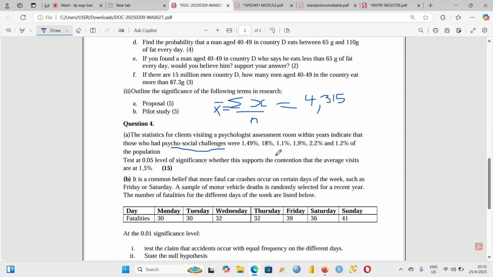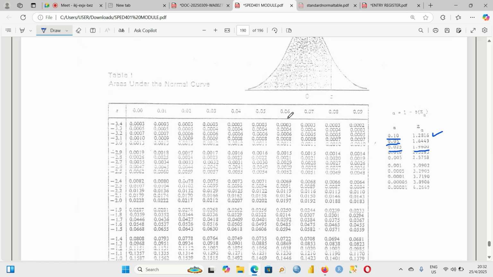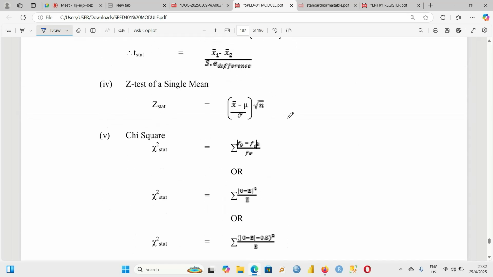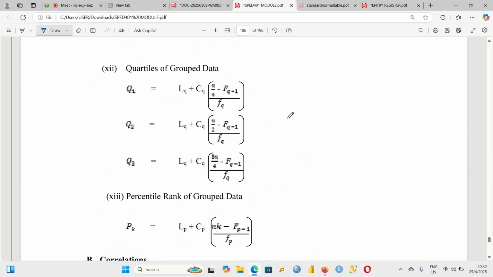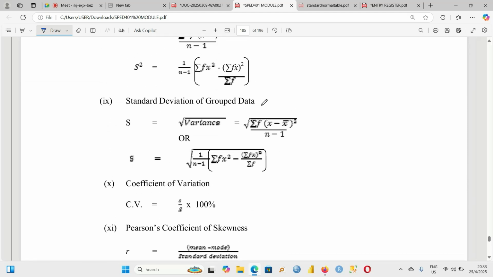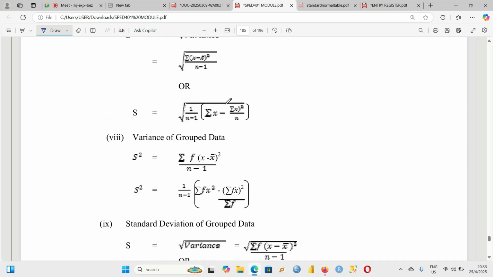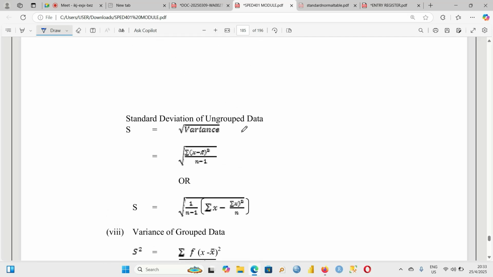Then sigma, the standard deviation. Yes, sample. How do I find the standard deviation for the sample? This is the standard deviation of the sample.